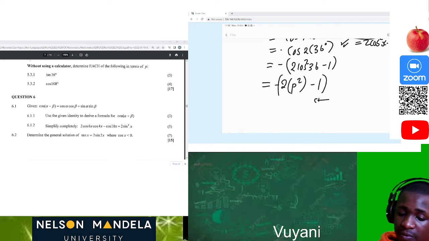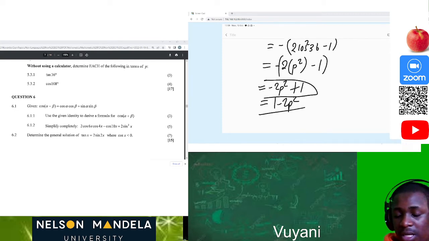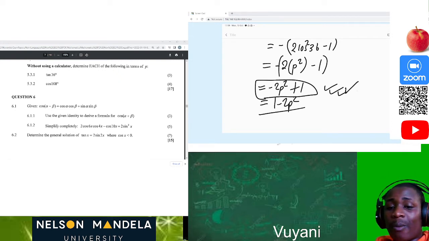So we'll end up having negative 2p squared plus 1, which, if someone wants to write it in a nice way, is the same as 1 minus 2p squared, or you can leave it at this stage. This is going to allow you to get your whole total of 4 marks. Just like that, now you are done with 17 marks.